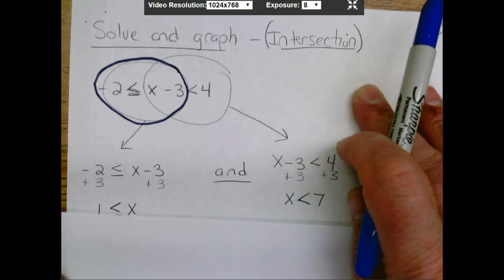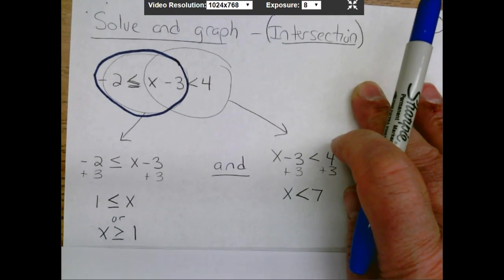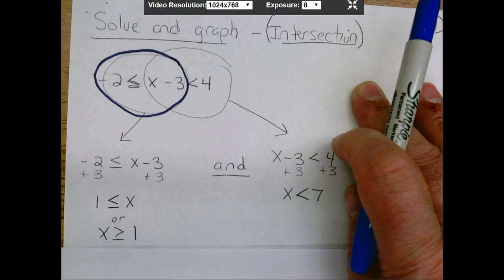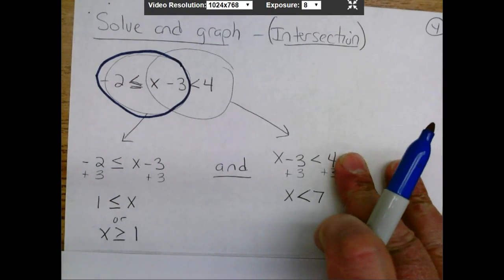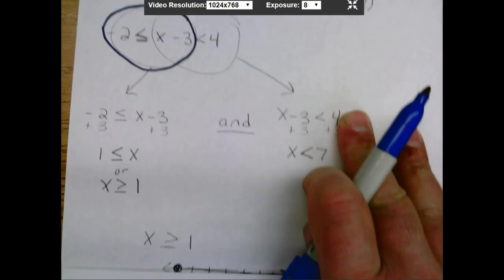Okay. Then I'm going to graph them. Also I want to show you, I got the number on this side and the x on the other side. If it makes you feel uncomfortable, you can switch it. So if 1 is less than or equal to x, then x is greater than or equal to 1. So then we have that one. That's how I like to do it.